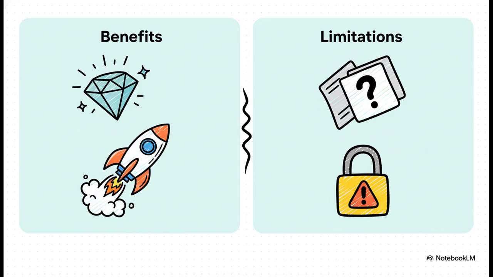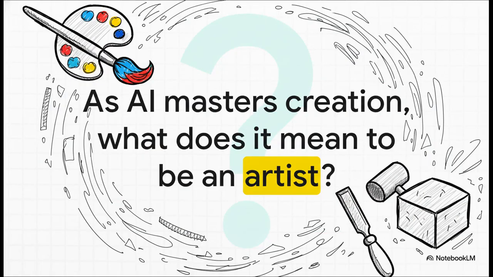But there are some major limitations too. These AIs are only as smart as the data we feed them. So if that data has biases or is just plain wrong, you're going to get inaccurate results. And of course, there's a huge need for safety filters to stop people from using this to create harmful or explicit images.